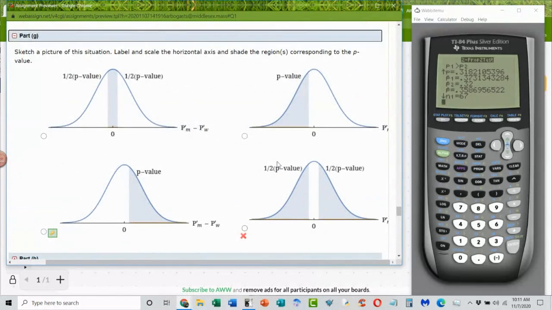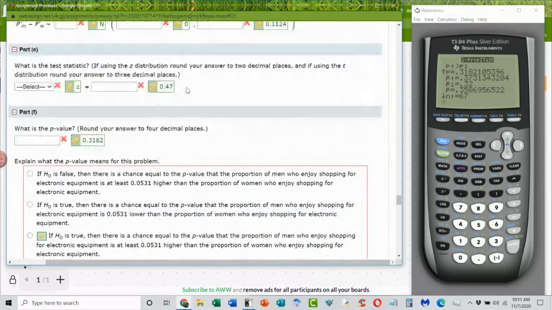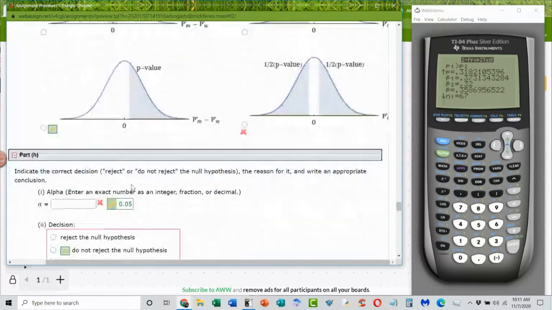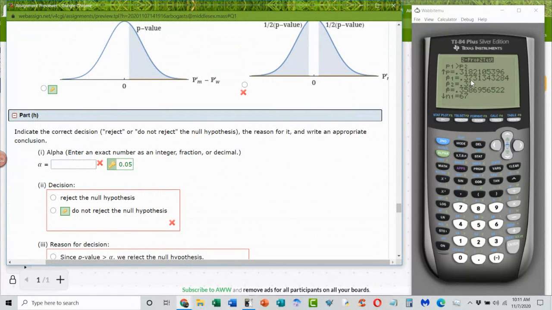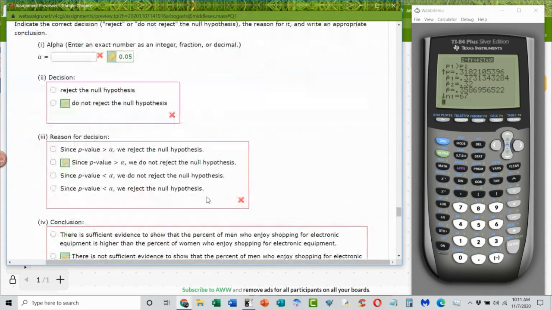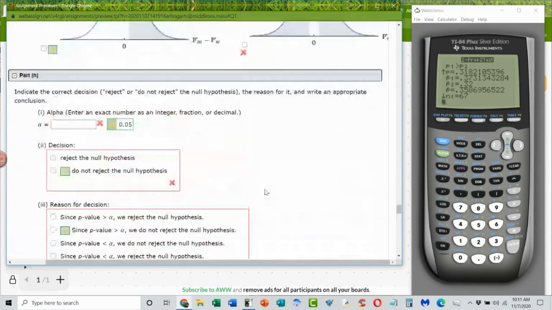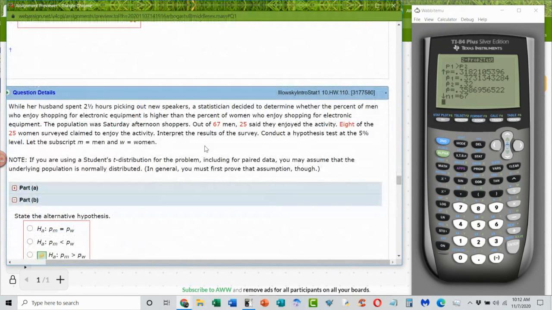The next one is which graph is it. We're doing greater than, so it's going to be the one that is the only one that has greater than. These two are between. This would be the not equal to. This is the only one that's greater than. And then, are we going to reject the null hypothesis? We're going to not reject the null hypothesis because this is bigger than alpha, which is 0.05. So we don't reject because the p-value is greater than alpha. And there's no evidence to say that men like shopping for electronics more than women do.